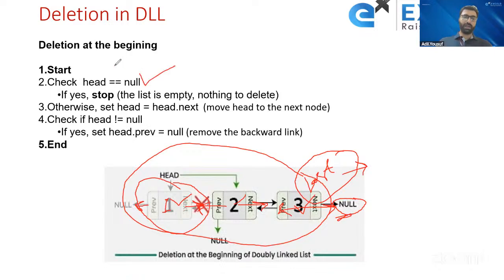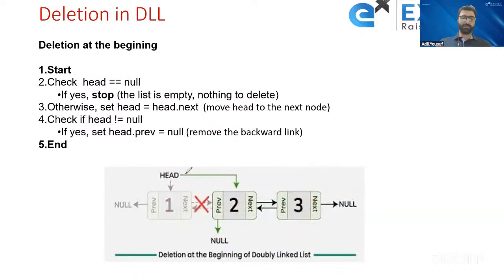So if head is equivalent to null, what does this mean? Whenever this head is pointing to null, so it means, can anyone? I have only head, and this head is pointing to null. So what does this designate? Yeah, simple. The list is empty. So whenever head is pointing to null, we say the list is empty. We can't delete any node, right? So this is the first condition.